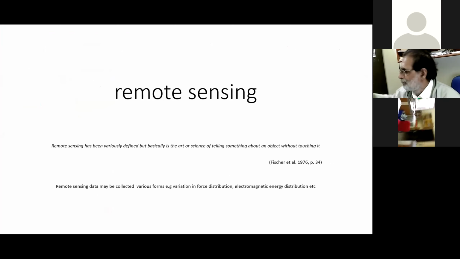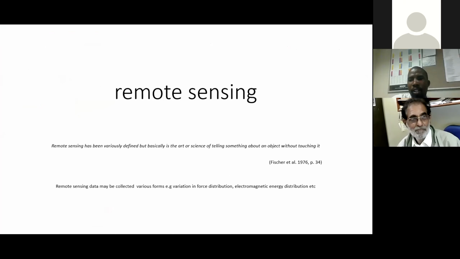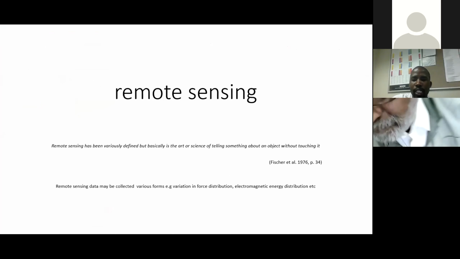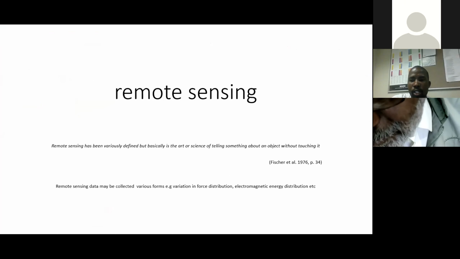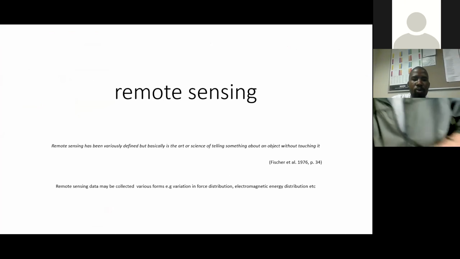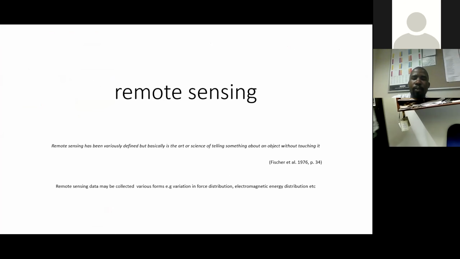First of all, remote sensing, basically we are talking about the art of being able to get information about something without being in touch with it. And there are several forms of remote sensing that are being used. Some of them being the variation in force distribution, an example being force of gravity, which is being measured using a gravimeter. And then we have the electromagnetic energy distribution, which is the most common form of energy that is being used in remote sensing. And my presentation will be focused around the electromagnetic form of remote sensing.